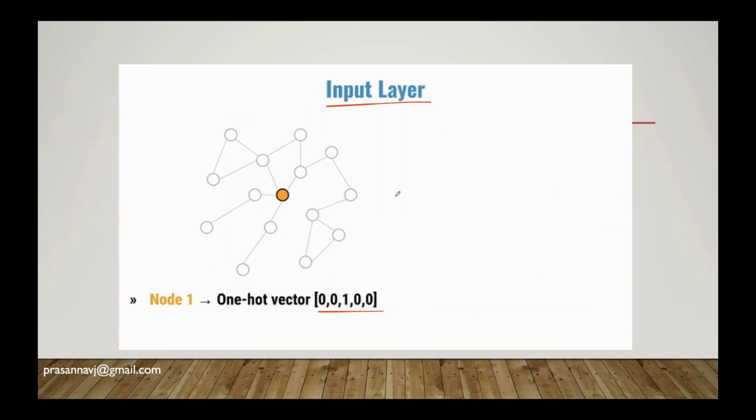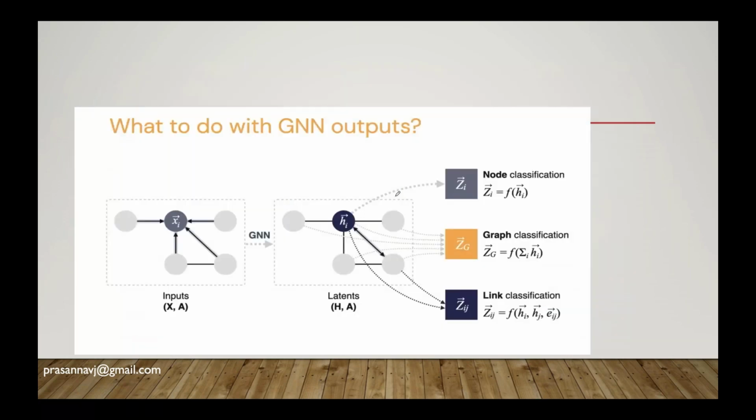So what would be the outcome of such an operation, assuming that you have an input, and the graph learns about it and provides an output? There could be three possible outcomes you can utilize as part of it. One is node classification, another is graph classification, and the third is link classification. What is this node, graph, and link classification?